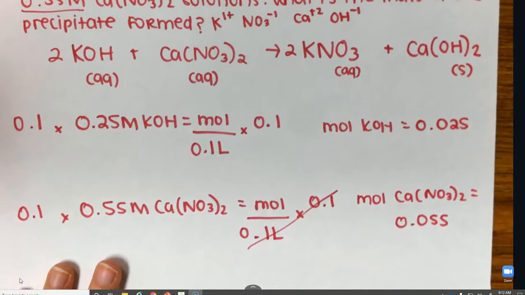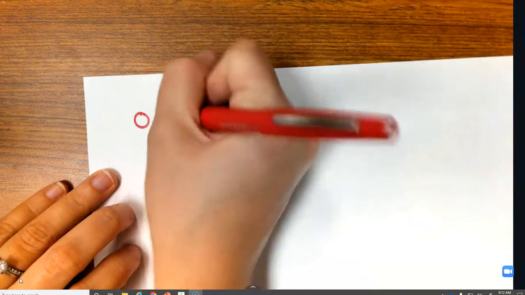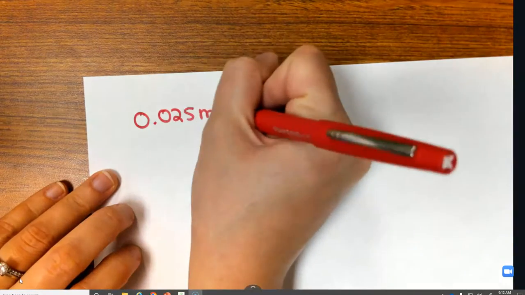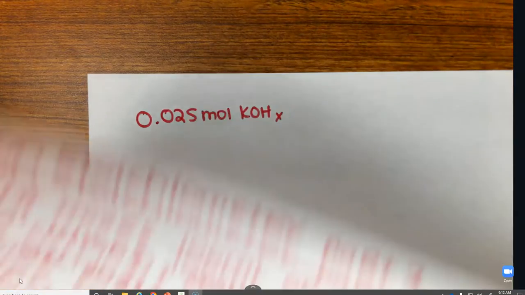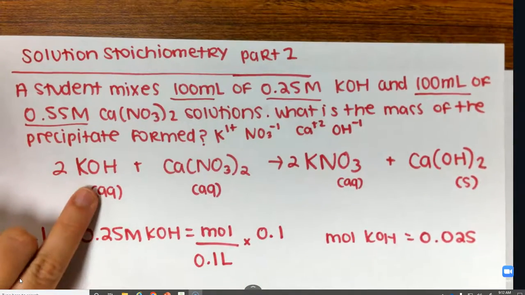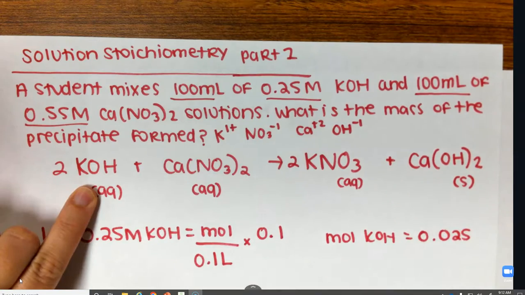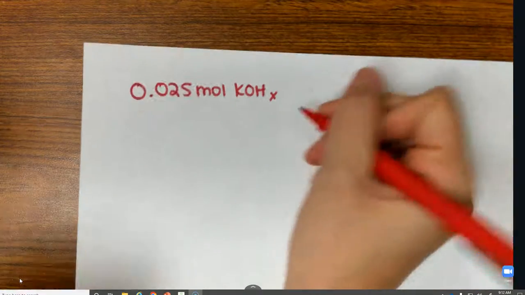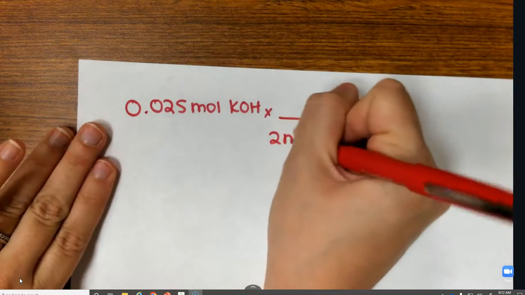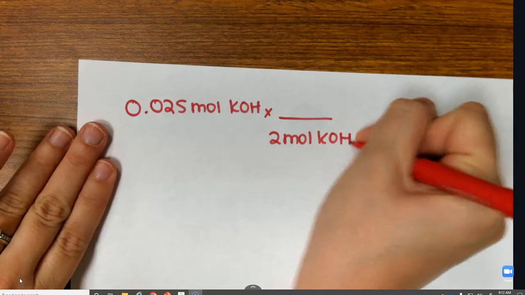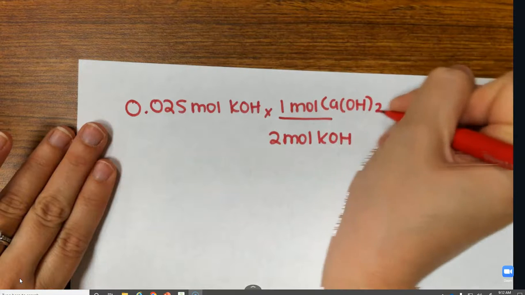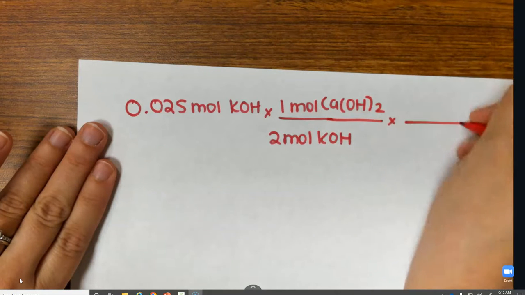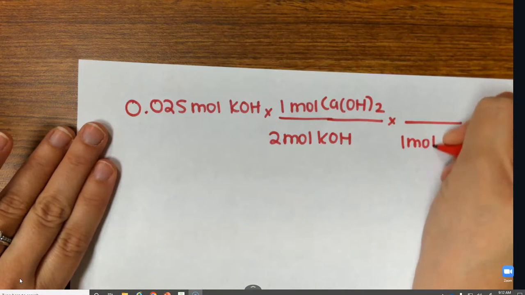And so let's go ahead and do that. I'll start with the potassium hydroxide, 0.025 moles of KOH. And if I go back to my balanced equation, every 2 moles of this makes 1 mole of that. You have to make sure that your units cancel out. So 2 moles of KOH will go at the bottom, and 1 mole of calcium hydroxide at the top. And then because I asked for grams, let's go ahead and solve for grams.